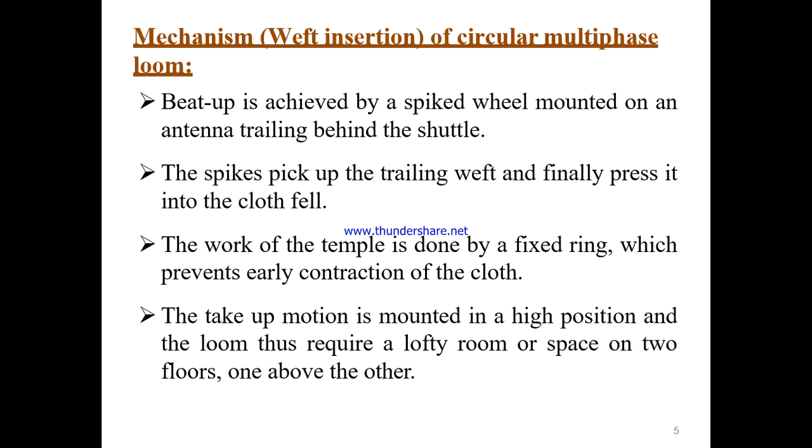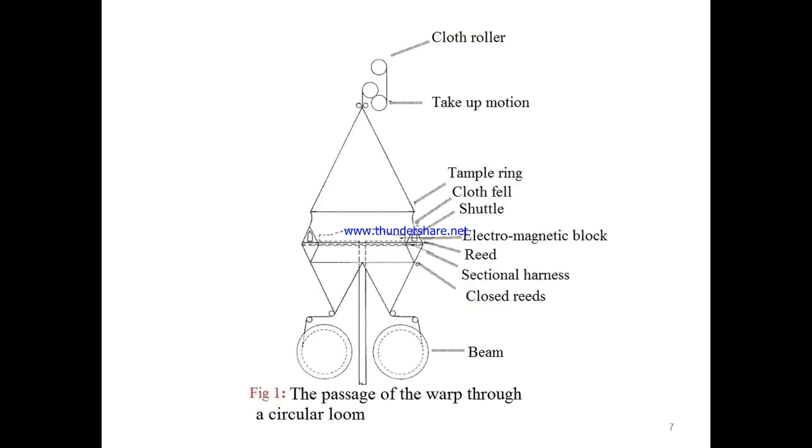The take-up motion is mounted in a high position, and the loom thus requires a lofty room or space on two floors, one above the other. So the rooms are basically very tall, because the take-up mechanism is situated at a high position. And that's why two-floor rooms are required for the circular multiphase loom.